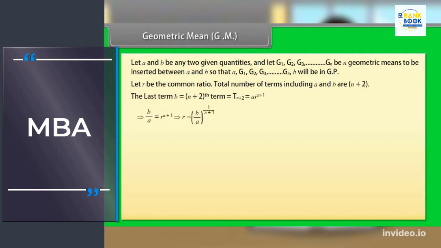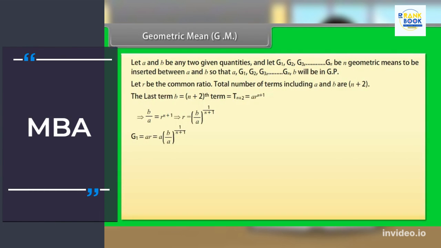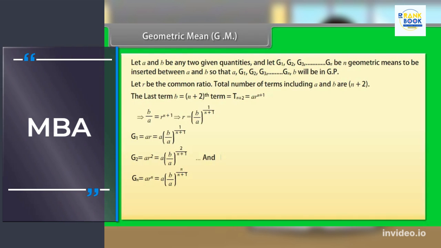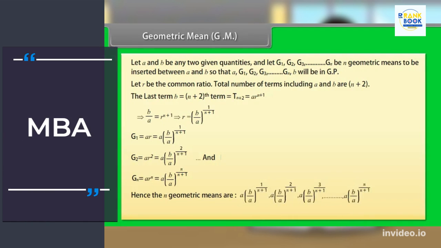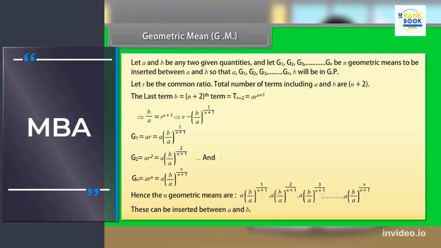The last term b is a into r raised to n plus 1, so r is equal to b by a raised to power 1 by n plus 1. G1 is equal to a into r is equal to a into b by a raised to power 1 by n plus 1. G2 is equal to a into r square is equal to a into b by a raised to power 2 by n plus 1. And so on. And Gn is equal to a into r raised to the power n is equal to a into b by a raised to power n by n plus 1. Hence, these n geometric means can be inserted between a and b.